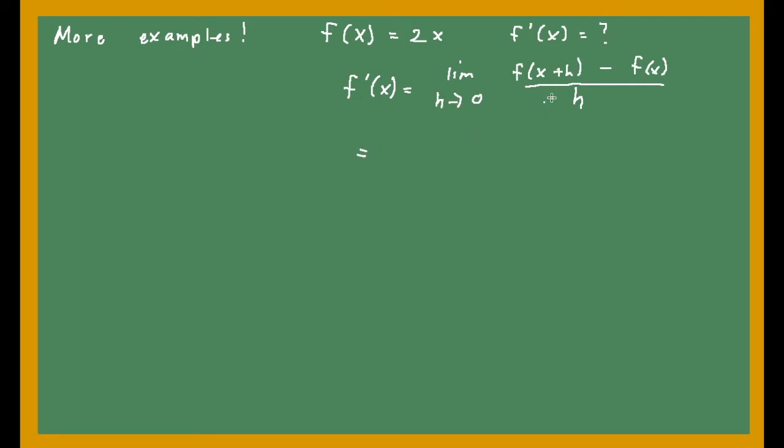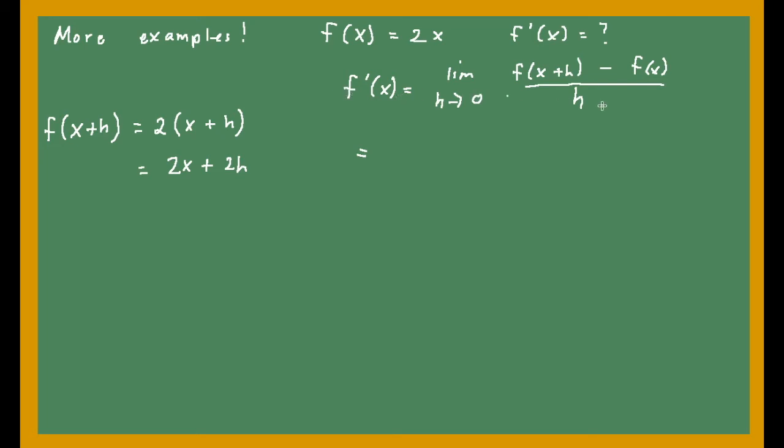The first thing that I always suggest doing is finding f of x plus h. We already know what f of x is, that's 2x. But f of x plus h, it's always helpful to do that off to the side. So f of x plus h is what happens when you plug in x plus h into 2 times x. In this case, it gets plugged in for the x, so we have 2 times x plus h in parentheses. Using the distributive property, we'll see that it's 2x plus 2h. So now we can continue our problem.